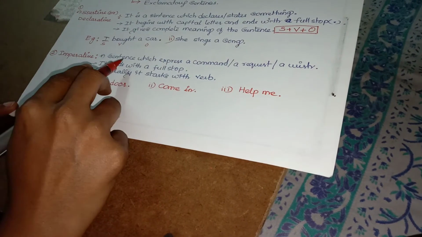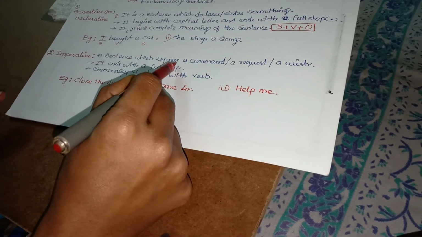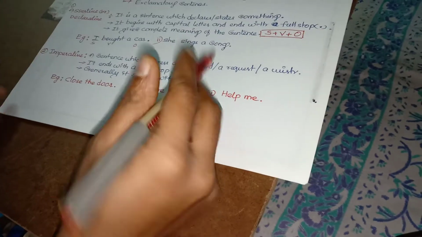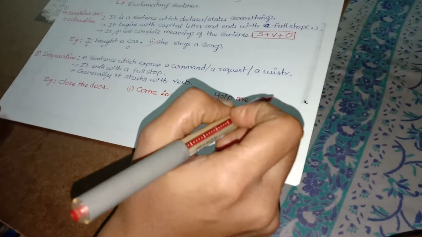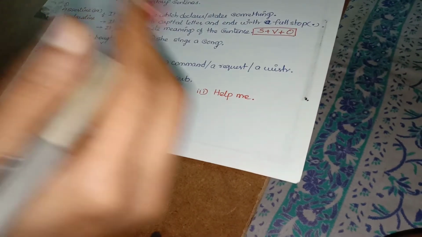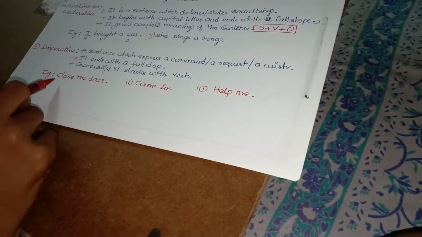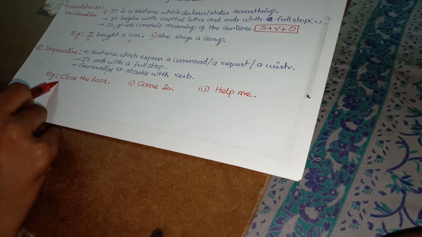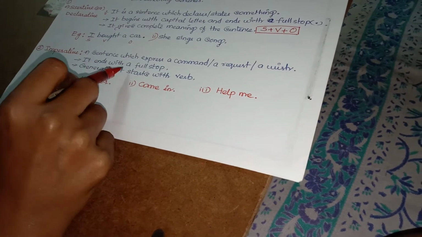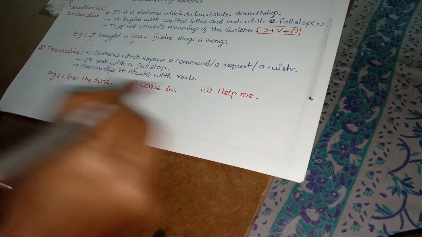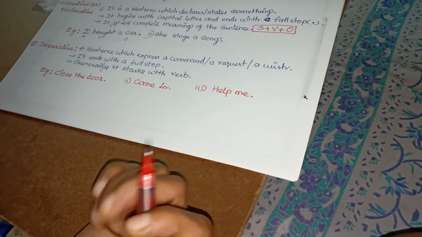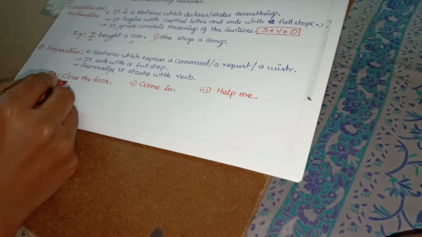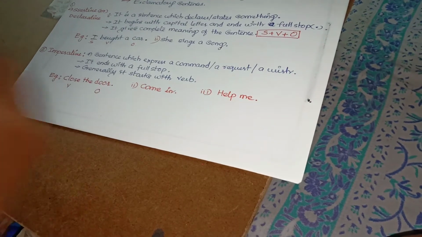Next, come to the imperative sentence. An imperative sentence is used to express a command or a request or a wish. Simply, it does not have any particular subject, verb, object formation. It generally starts with a verb, and it ends with a full stop. Once you observe the example, close the door. Who is closing? No subject. Simply, it started with a verb and door is the object.